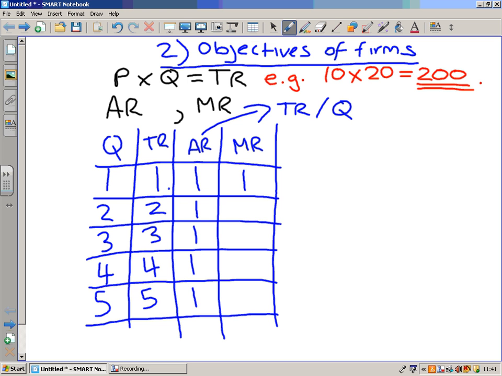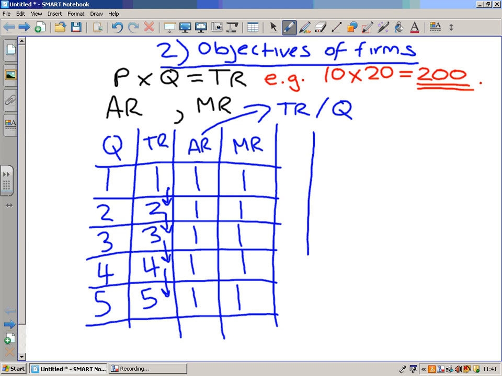When they go from 1 unit of output to 2, again, marginal revenue is 1. Total revenue is increased by 1. 2 to 3, it's gone up by a further 1. 3 to 4, another 1. 4 to 5, another 1. This is for a business that sells every single product for the same price.